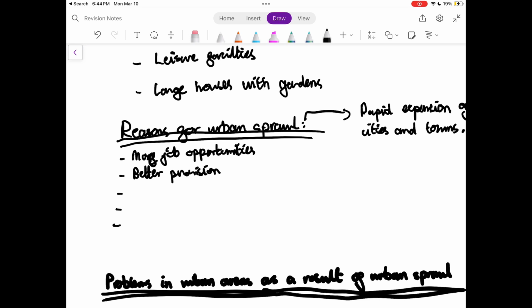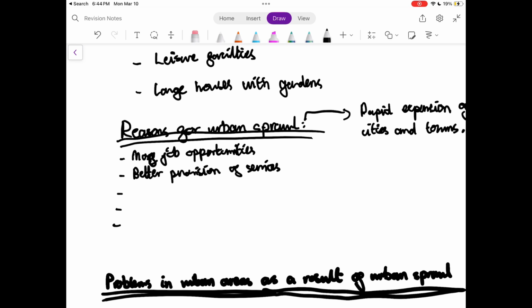And this is because since there are more people living in urban areas, the demand for healthcare and education will be higher, and therefore the provision of these services is likely to be quite high.